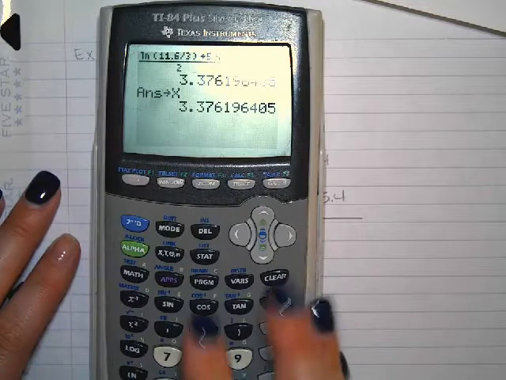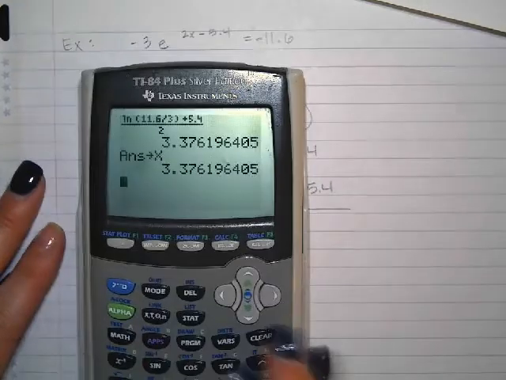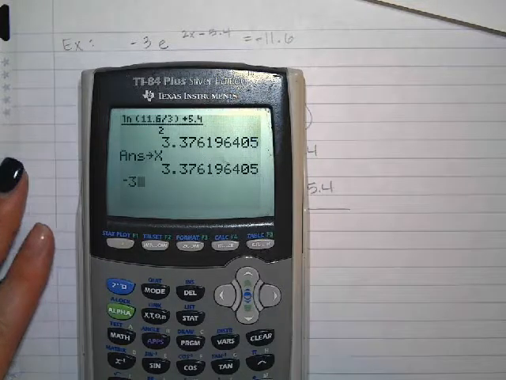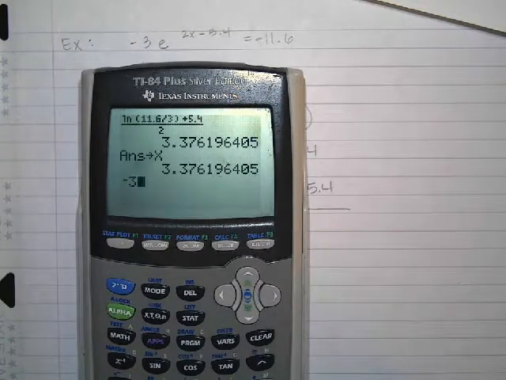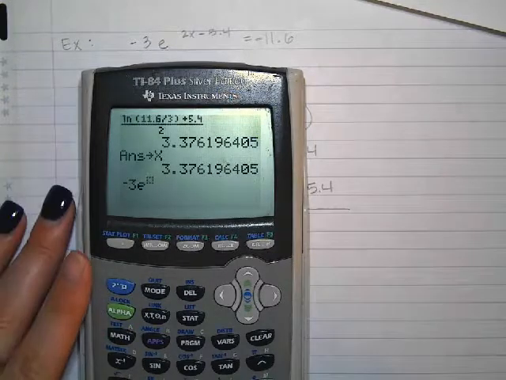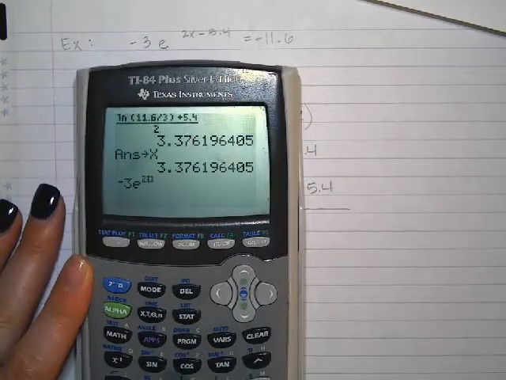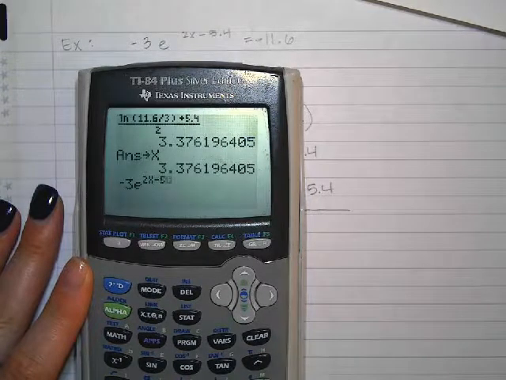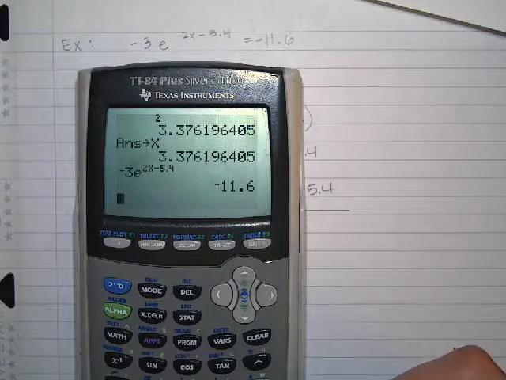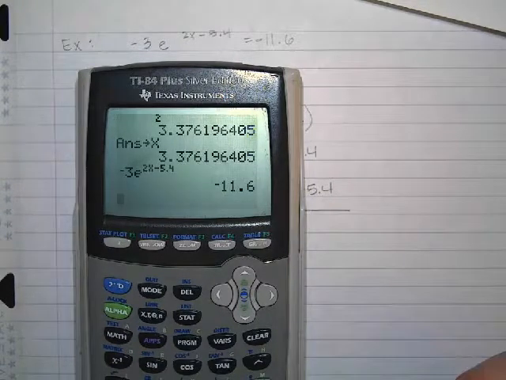And then what I'm going to do is go back to the original problem. I'm going to type in negative 3e. Anyone know where the e button is? Second ln. Second ln, 2x minus 5.4. And when I press equal, that should be negative 11.6 because we did that problem correctly. Yay. Wasn't that fun?